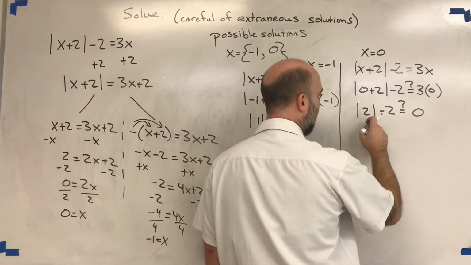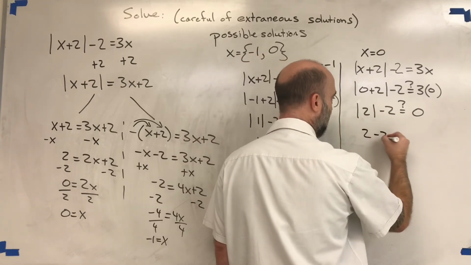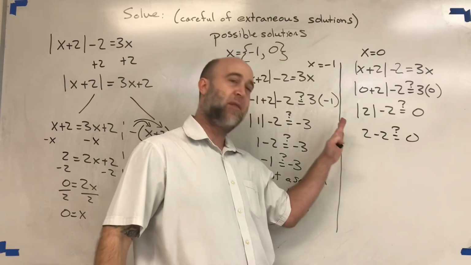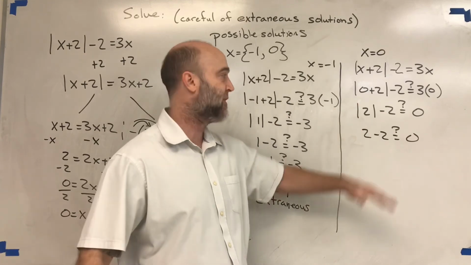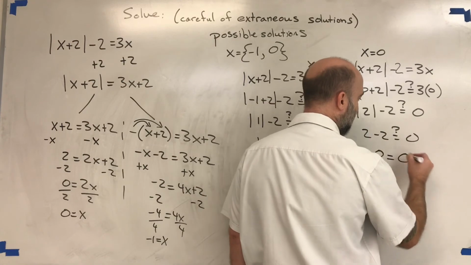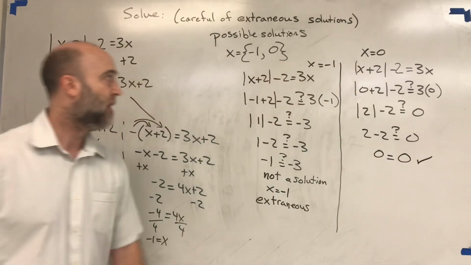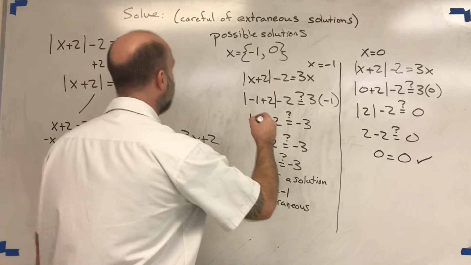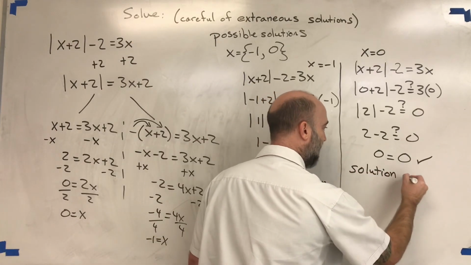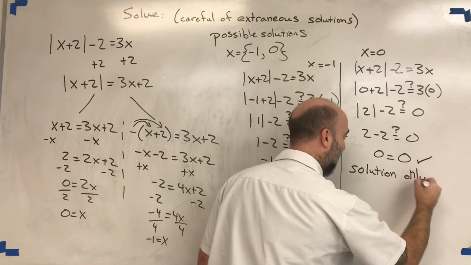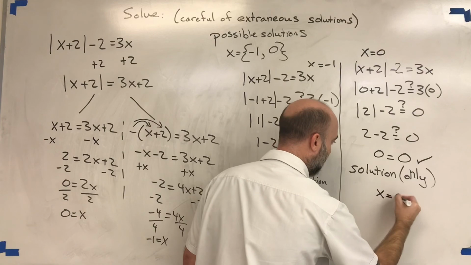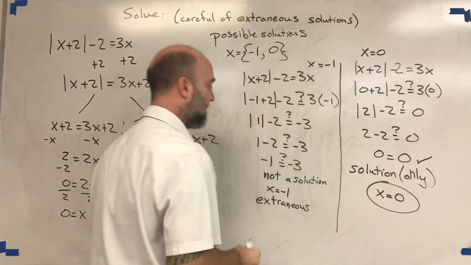And simplifying, the absolute value of 2 is 2, minus 2. Does that equal 0? You can probably do this in your head, but in math, we just want to make sure everything is absolutely simplified. So 2 minus 2 is 0. Does that equal 0? It sure does. So our solution, and it's the only one, O-N-L-Y, x equals 0 is our only solution.